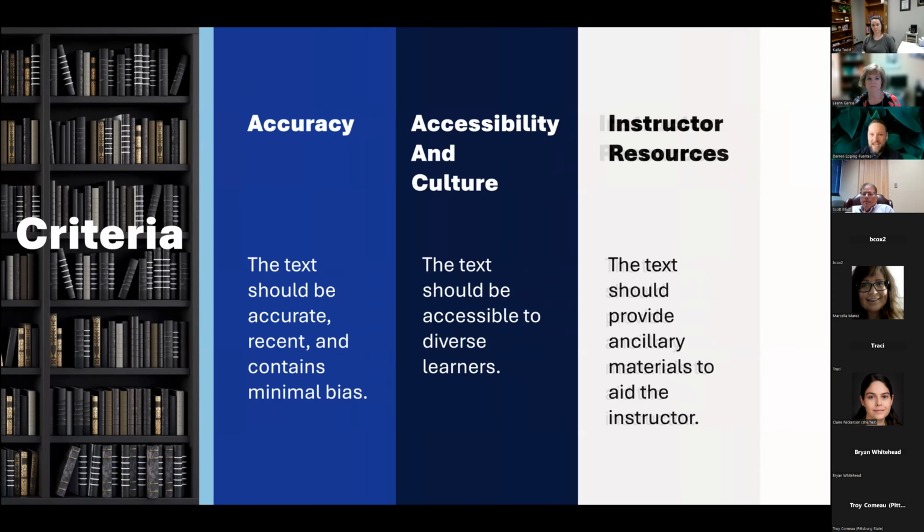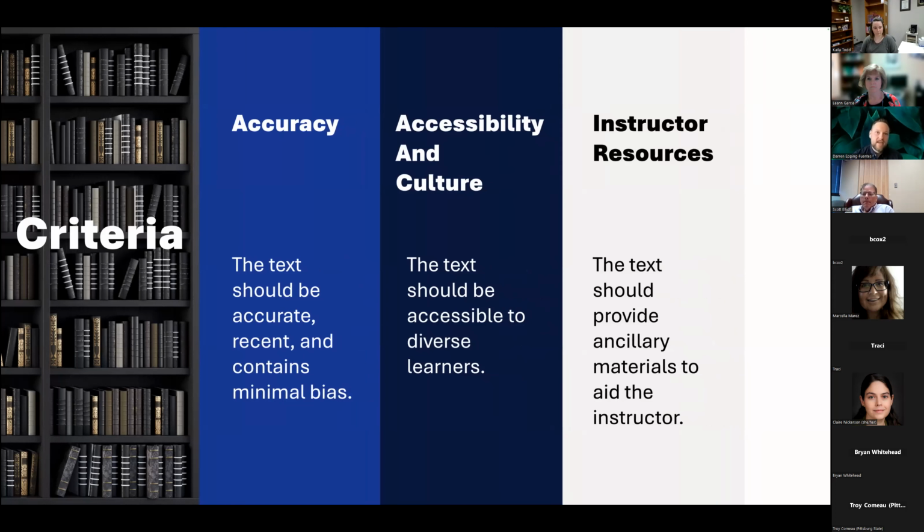Another component of this was accuracy. We wanted to make sure that the texts were providing accurate information about our discipline, as well as providing accurate citations, resources, etc., best practices in providing kind of the background information that was used in the text.